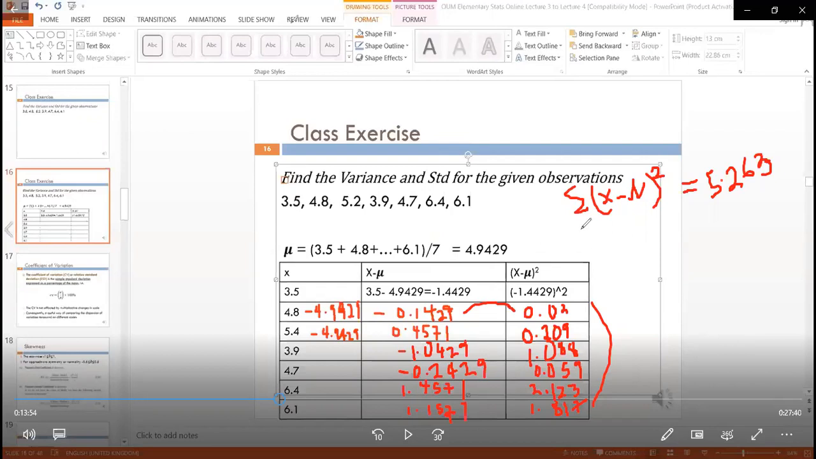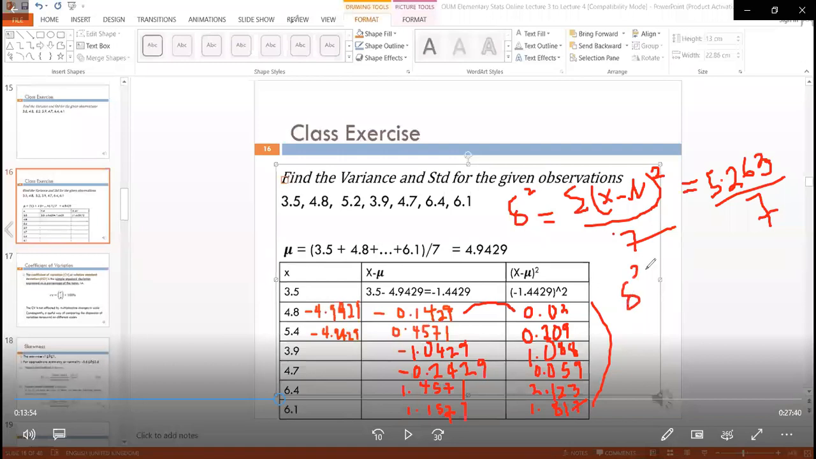So let's find the standard deviation. That will be over the number of observations, which is 7. So divided by 7, okay, that is the variance. To get the standard deviation, we'll find the square root of that quantity.